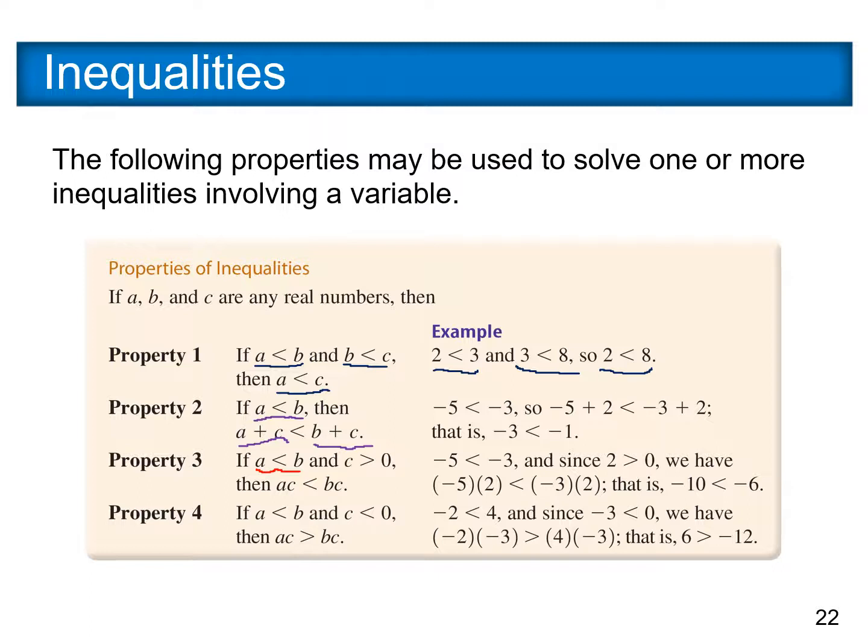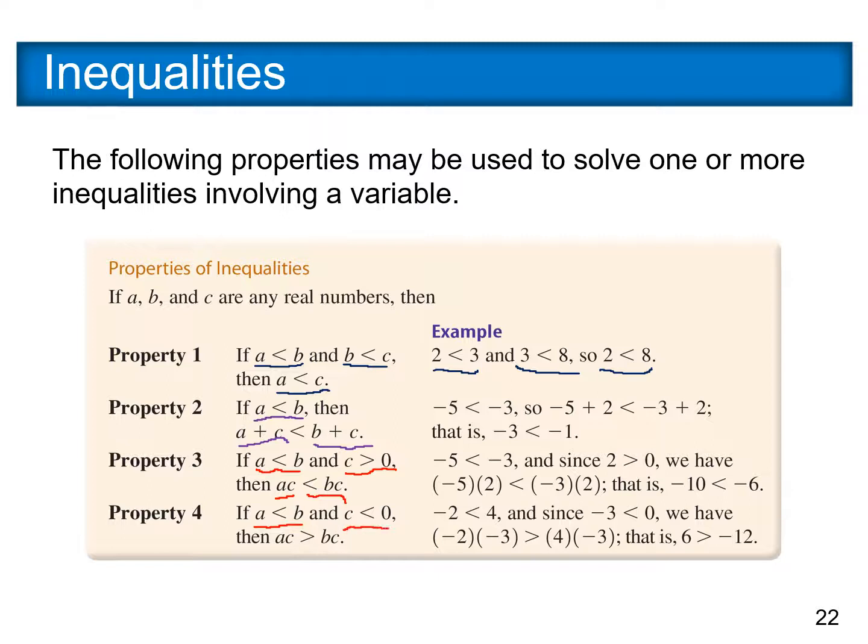The other rule says that if I have a number a smaller than b, and I have a number c that is greater than 0, in other words, it's positive, then a multiplied by c will still be smaller than b multiplied by c. In other words, as long as I multiply both sides of the inequality by a positive number, the condition stays the same.